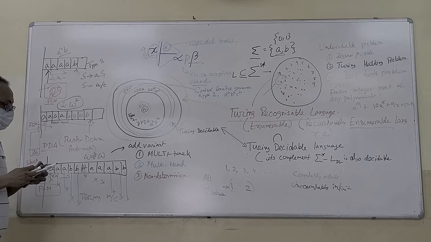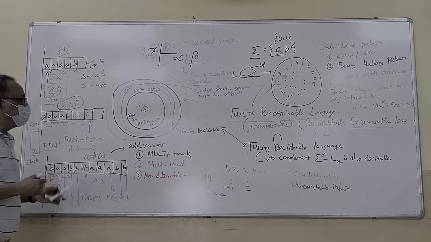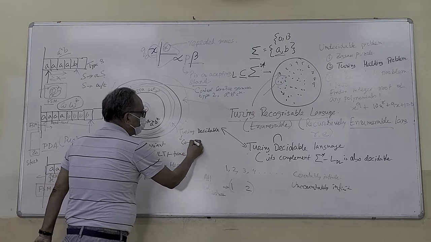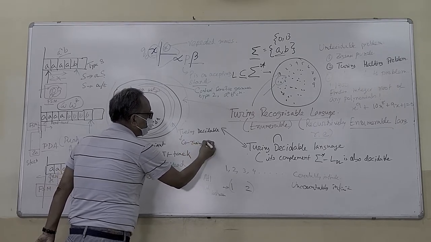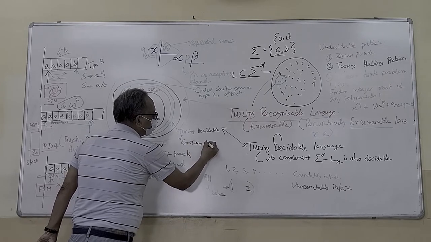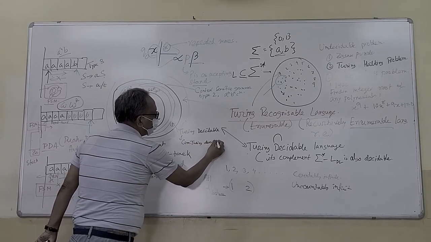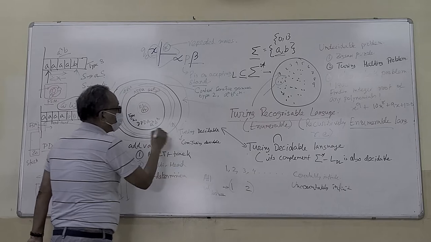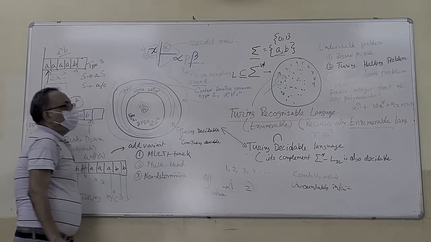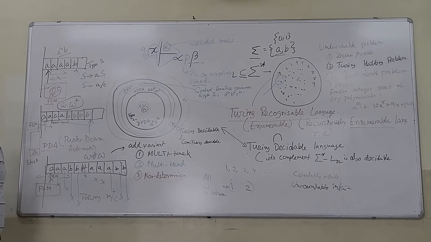So here, in decidable, the complement is also Turing decidable. Same. Then it is a smaller subset. Here, for recognizable, its complement may or may not be Turing recognizable. So that's it.